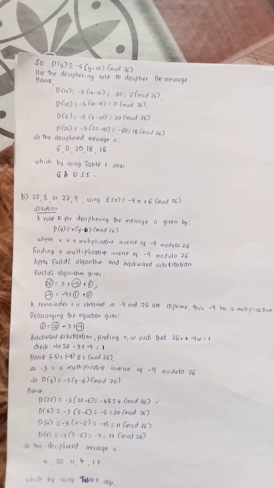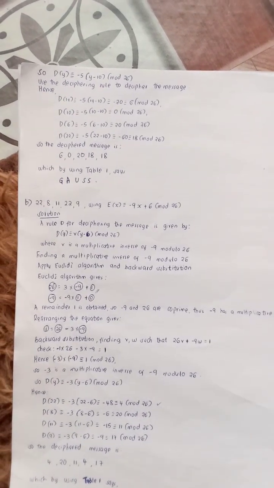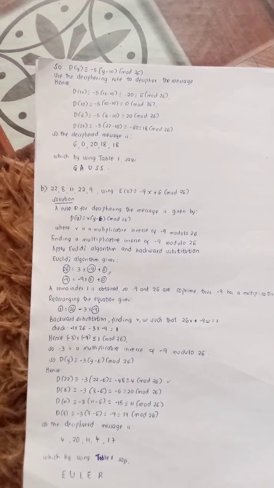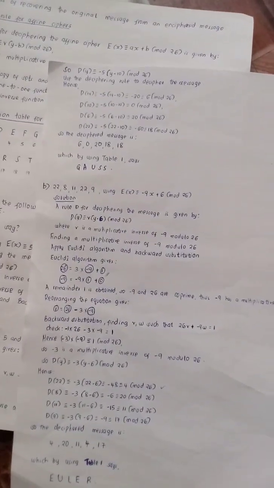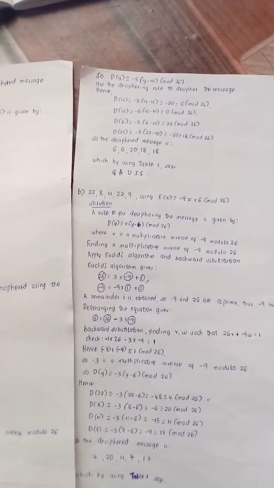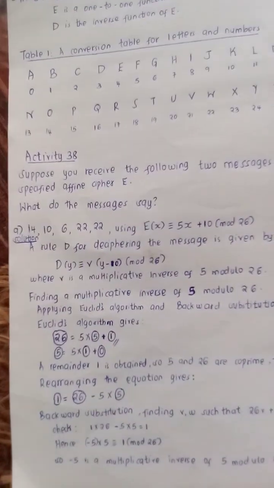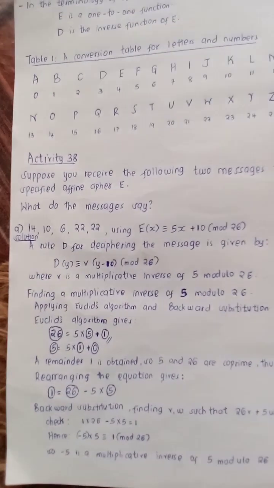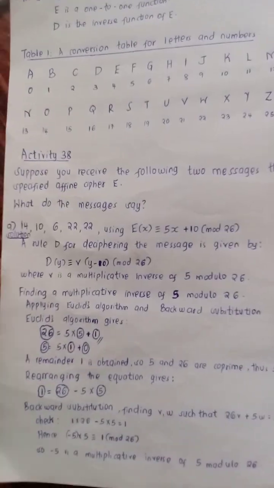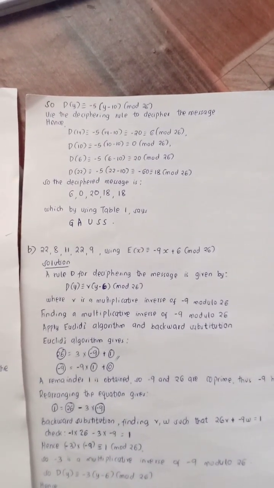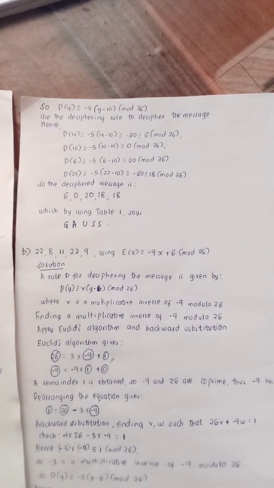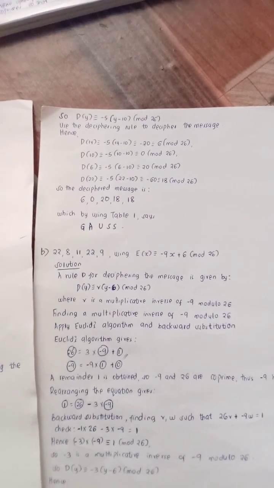From the rule D(y) ≡ −5(y − 10) modulo 26, we now use the deciphering rule to decipher the message. 14 was the first number from our question, so we start with D(14) ≡ −5(14 − 10). When you do that, you get −20, which is congruent to 6 modulo 26.